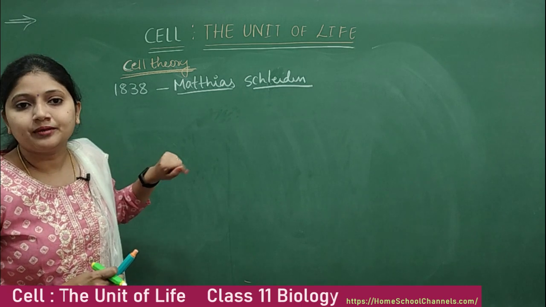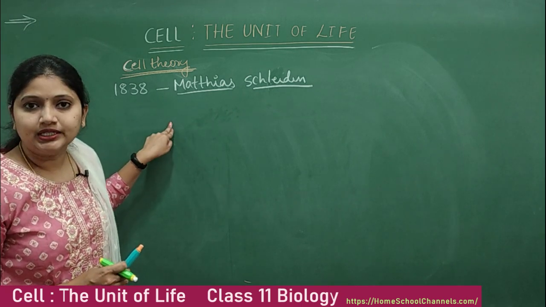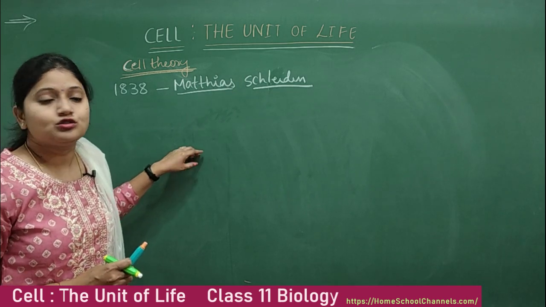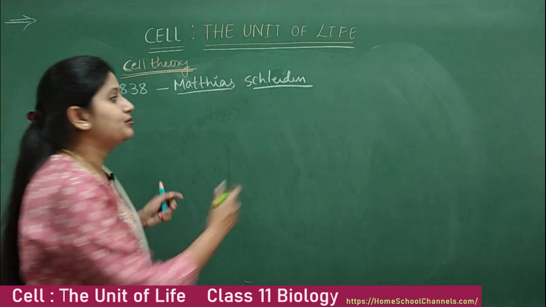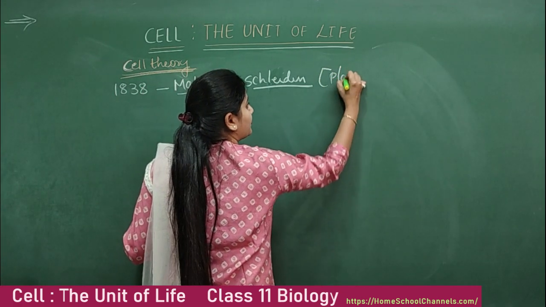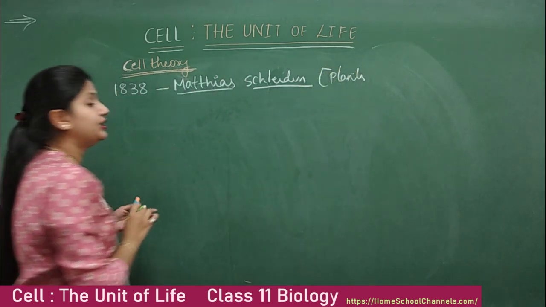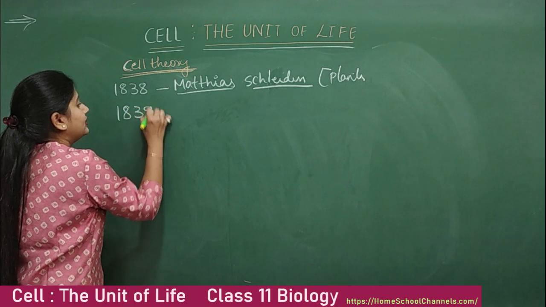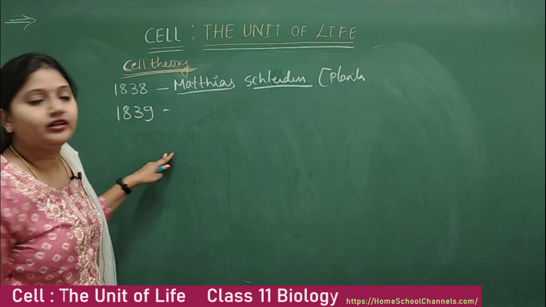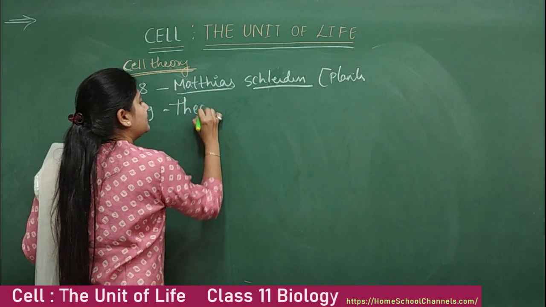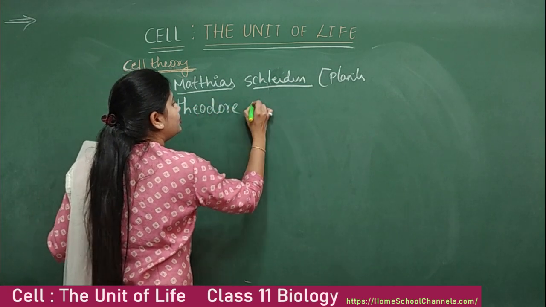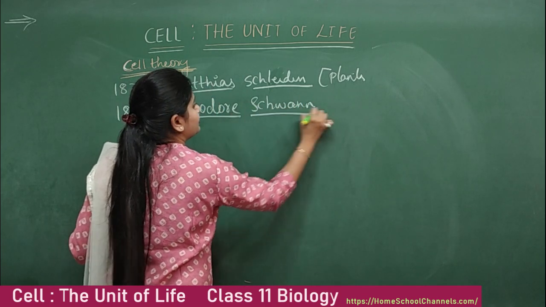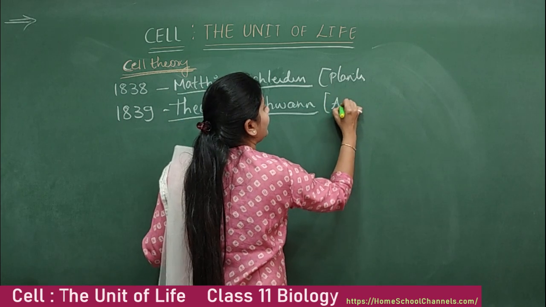Remember one thing, I mentioned two names, isn't it? One is Schleiden, another one is Schwann. Next we are going to write that also. Schleiden studied the plants, and exactly one year after Schleiden, in the year 1839, one more person, Theodor Schwann, studied animals.